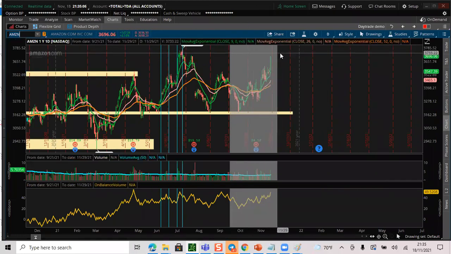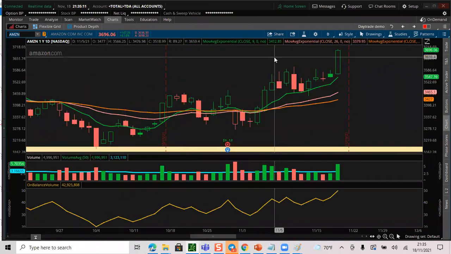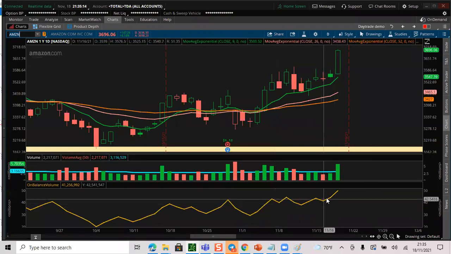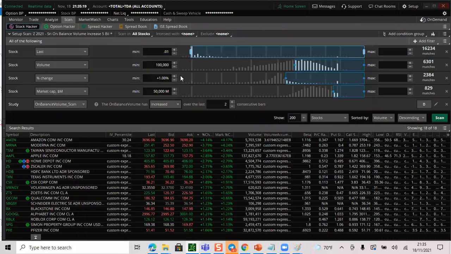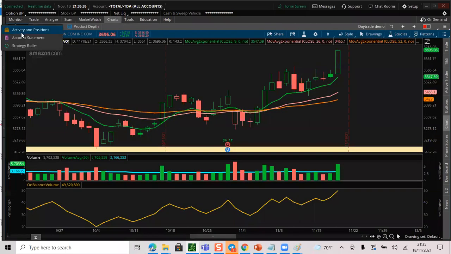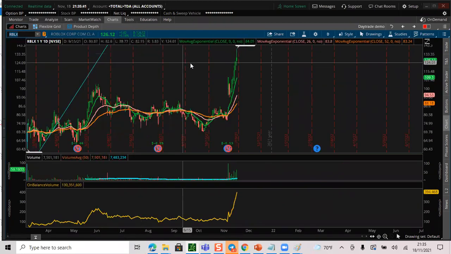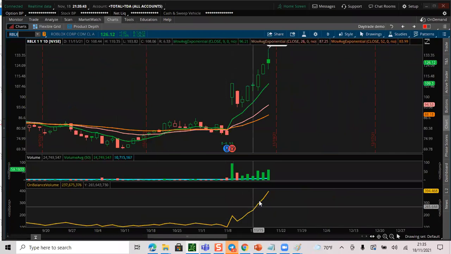So you can clearly see right here that the on-balance volume keeps rising from the last 2 days, right? You can also do some more scanners, like you can just add the last 4 days it's been running. Apple, Qualcomm, Roblox also pretty good, right? It was around 90 and then now it came back to 130s today, right? See how this on-balance volume just goes like that.